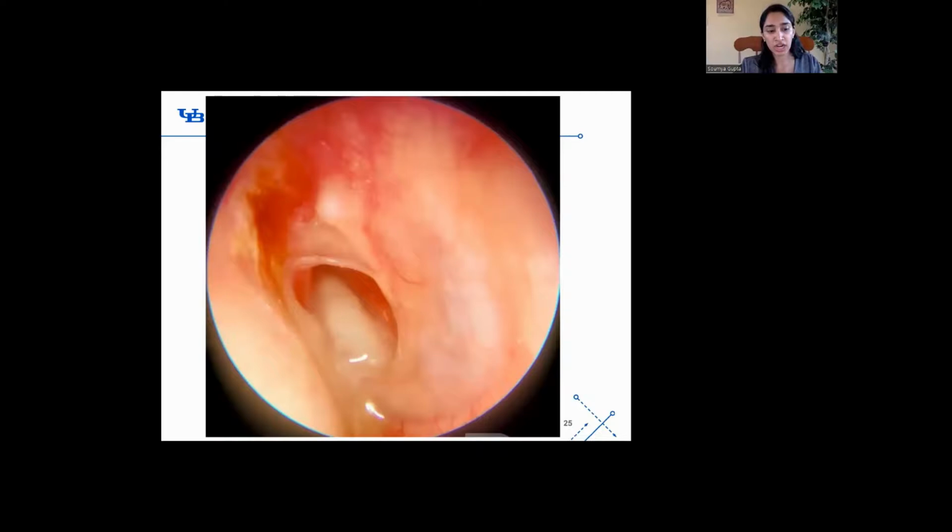A 2-year-old child is brought by her mother for a month-long history of ear drainage from this ear. Aside from this, she reports no other signs or symptoms. So again, that's a month-long history. First off, which ear are we looking at? Left. Yep, that's the left ear. And what do you see? What looks a little bit different about this ear?